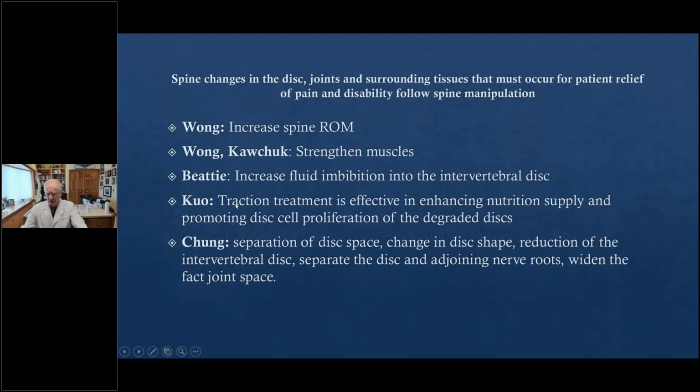And then Kuo wrote this paper about distraction. And he pointed out that when you and I distract a spine, it is effective in enhancing the nutrition supply to the disc while promoting, and these are his words from this paper, promoting disc cell proliferation of the degraded discs. Now, you've all seen these papers. We present them in didactics all the time.